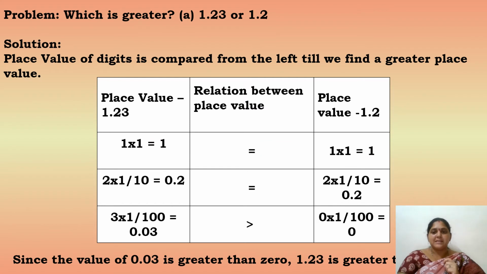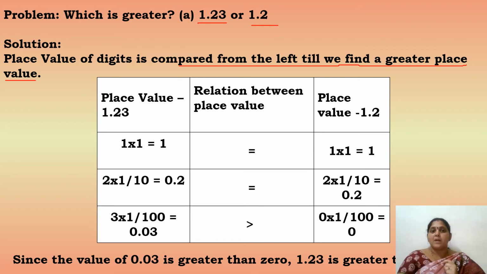We will see some examples here now. Which is greater, 1.23 or 1.2? How are you going to observe this? How are you going to identify which is the greater decimal? You can easily tell this by using the table form. Place values of digits are compared from the left till we find a greater place value. So the table will be useful for identifying which is the greater decimal number.